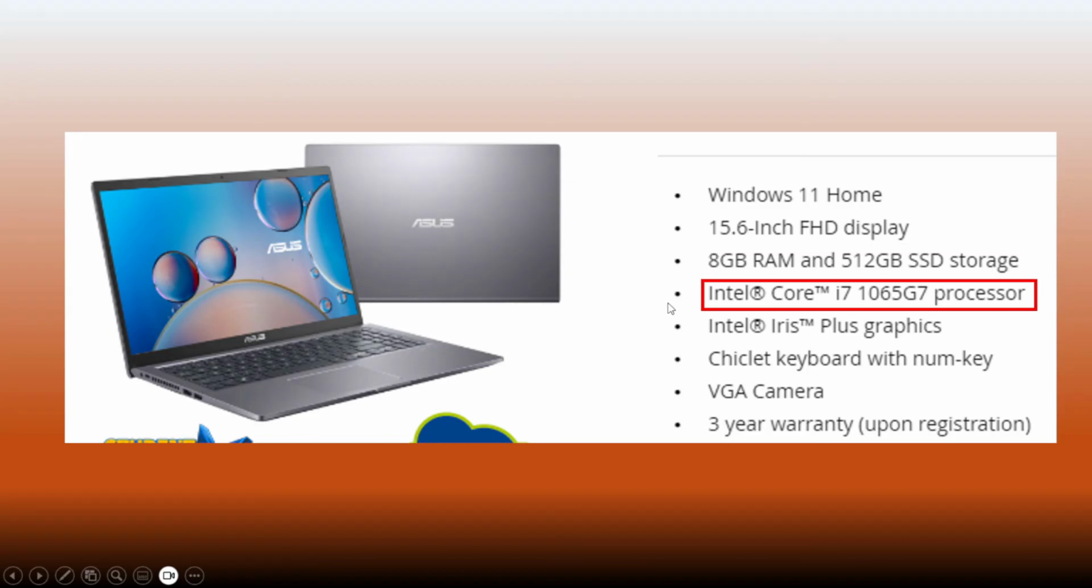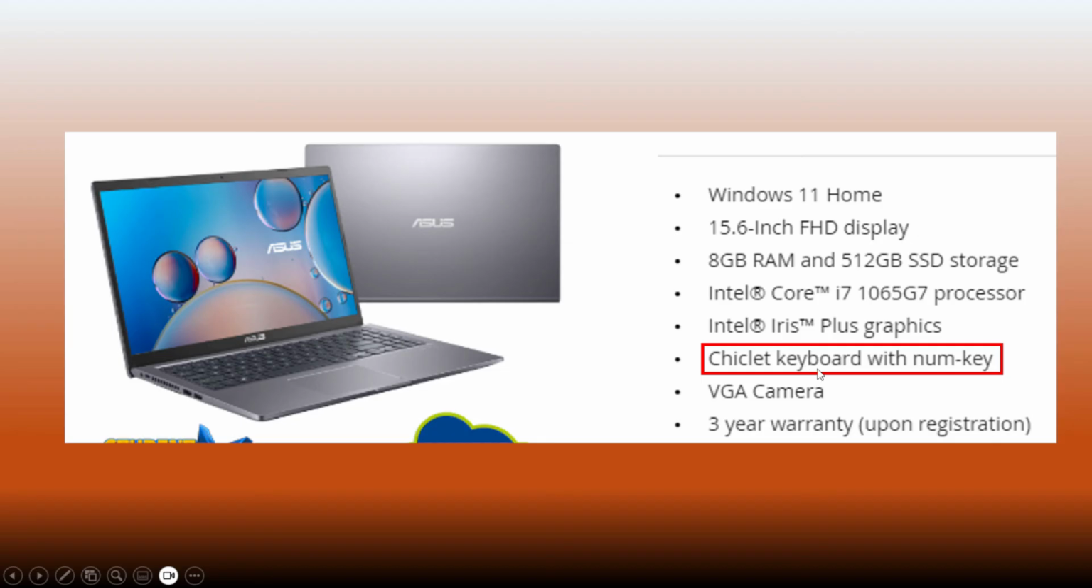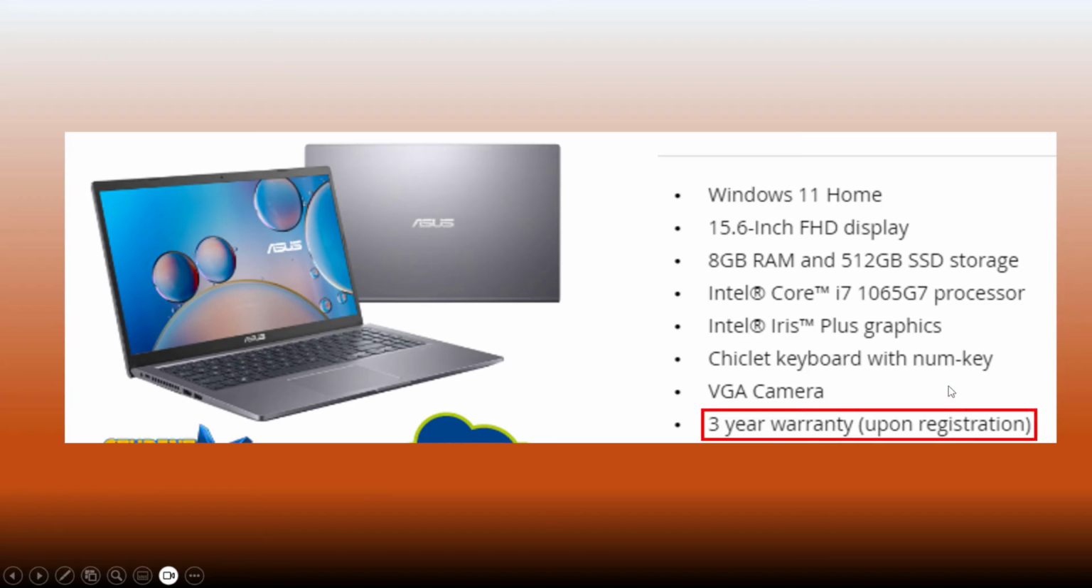I'm getting a very nice processor, an Intel Core i7. And then there is the particular model number that goes with this i7 processor. I'm getting better graphics than normal. That's why they make mention of this graphics card that's in there. I'm being told about the chiclet keyboard with number key, right? In other words, it's got that little number pad on the side there. I've got a VGA camera as well, and I've got a 3-year warranty upon registration.